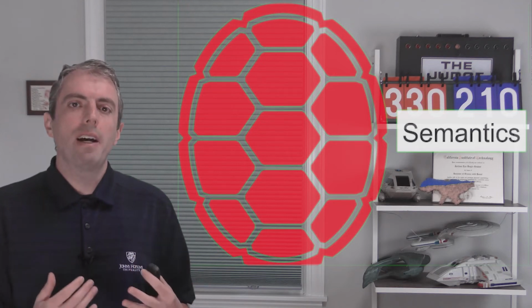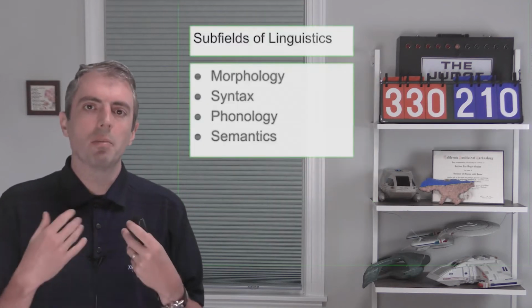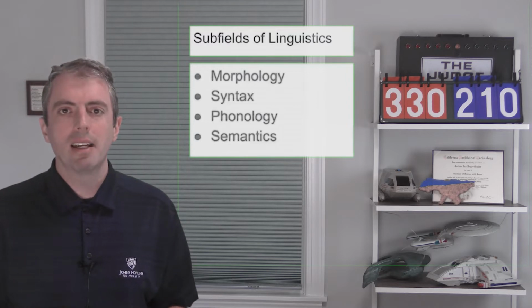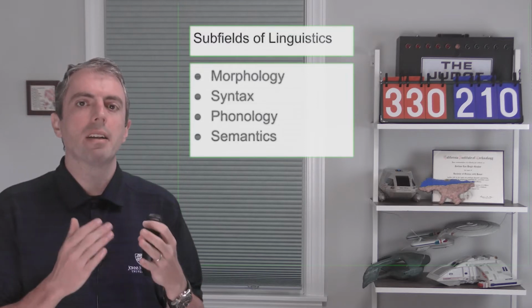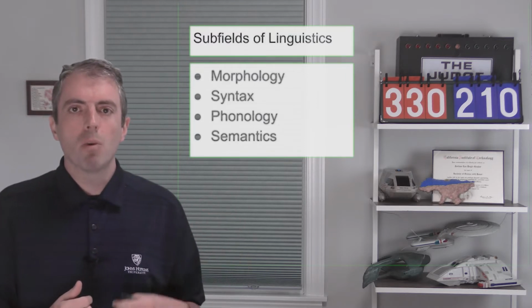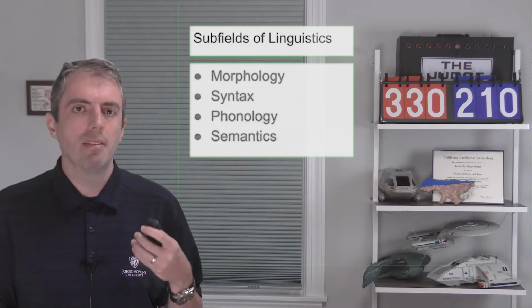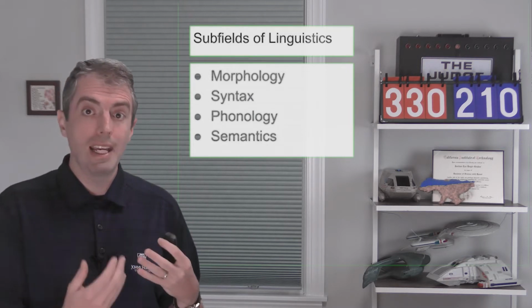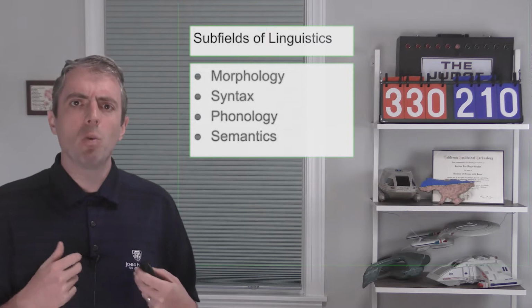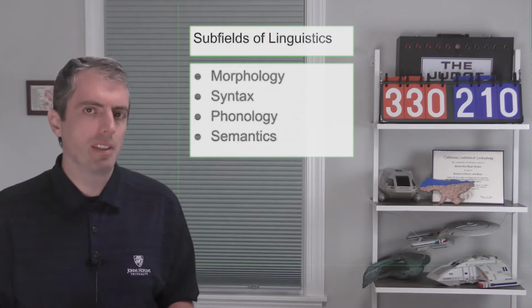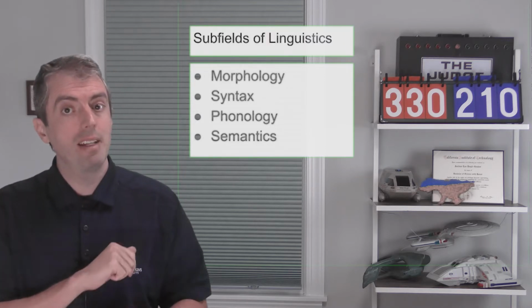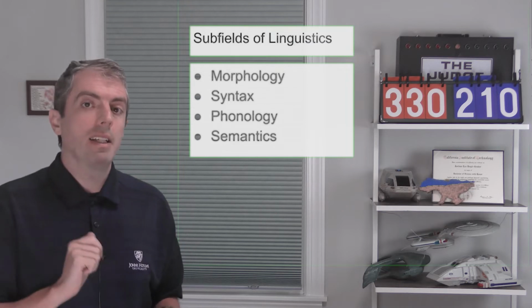Linguistics is usually divided into several subfields: syntax, morphology, phonology, and semantics. Syntax is about the rules that govern whether a sentence is grammatical. Morphology is the process of how words form or change. Phonology is about how words sound and how people perceive those sounds. And semantics, what we're talking about today, is about what words and sentences mean.